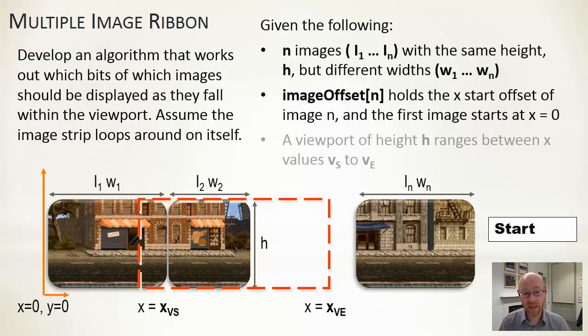Also assume that we have a viewport. Sure, that's what we're trying to populate. It's the same height as the images, and it starts in terms of the x-axis at VS, and it goes out to VE. That's the extent of it. So you might want to spend about 10 minutes here having a bit of a ponder about how you would develop an algorithm that would enable you to selectively draw and to fill in the viewport.